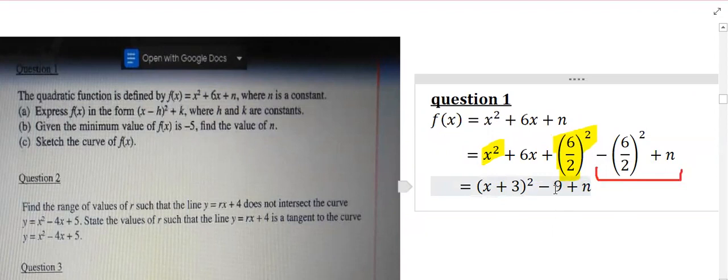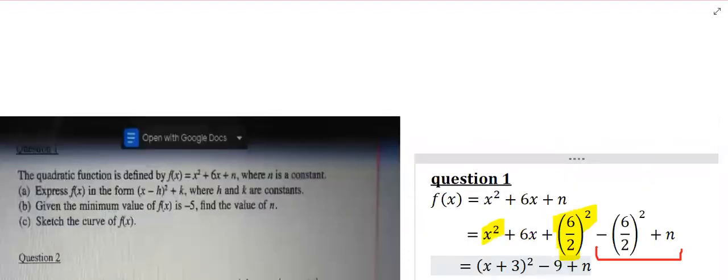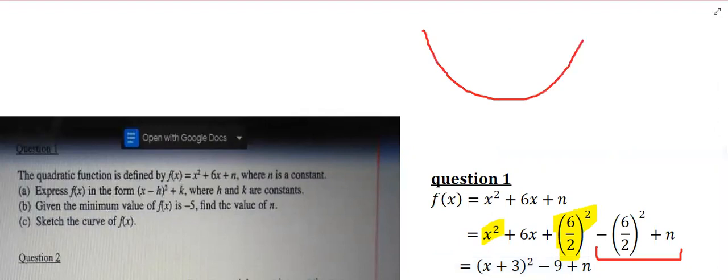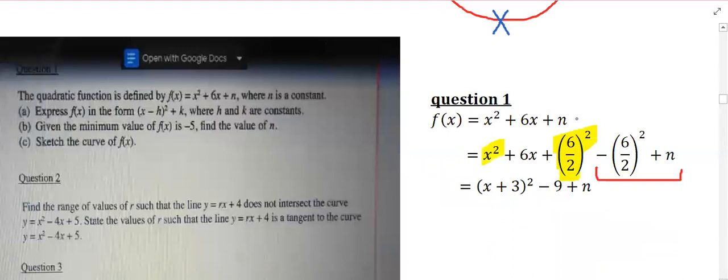Okay, this completing the square, what is the function? You must know. The function actually is to find maximum or minimum. For example, this one is smiley, right? Smiley means we are going to find minimum point, titik minimum. So titik minimum, x plus 3, so x is negative 3. Then the y is negative 9 plus n. This is the y, negative 9 plus n.